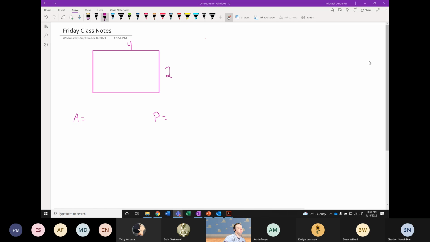All right, so can you calculate the area of this rectangle and the perimeter of this rectangle for me? Okay. The perimeter was 12. Good. So we added up all our sides. 4 plus 4 plus 2 plus 2 is 12. And our area is 8. Length times width, 4 times 2 equals 8.